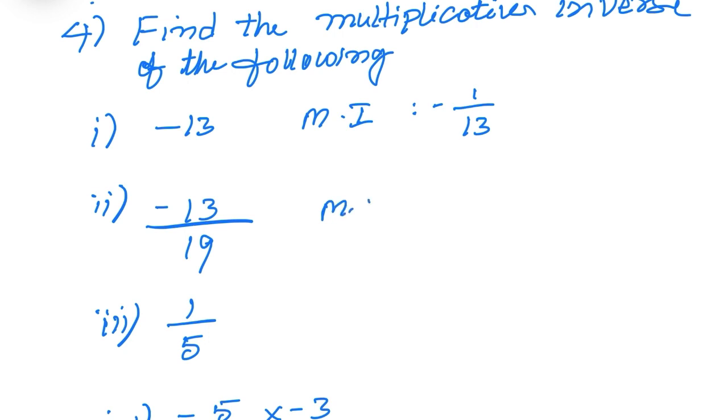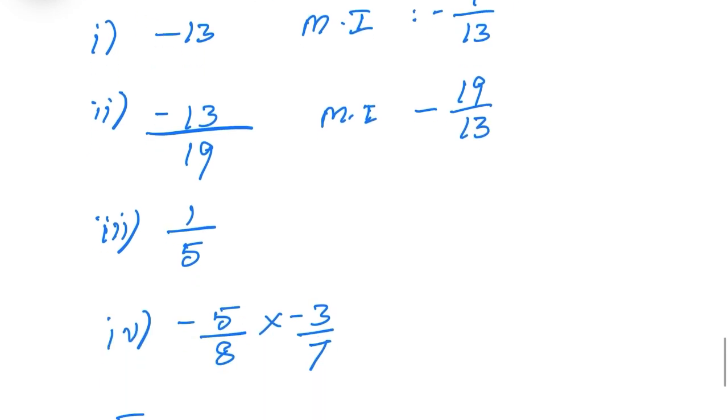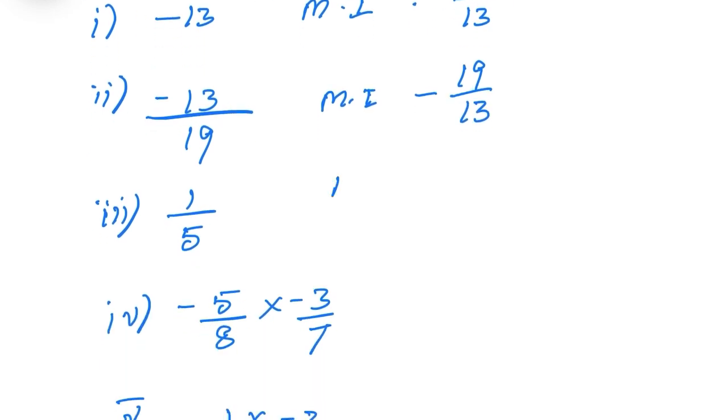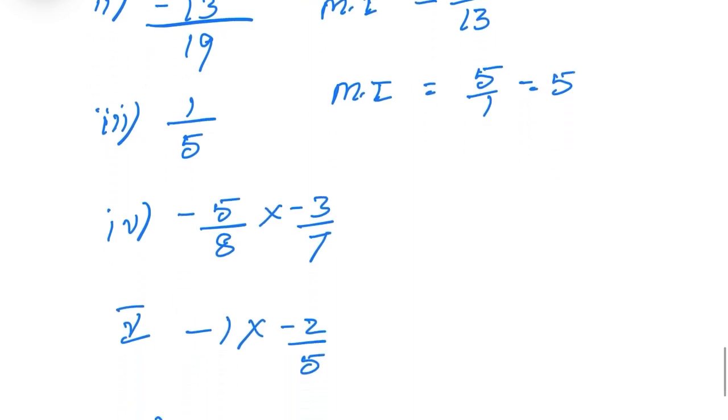So multiplicative inverse of the next one, minus 13 by 19. Yes, as I said earlier, take the reciprocal. Sign must not be changed. 13 by 19 becomes 19 by 13. Likewise, next one, 1 by 5. What is its multiplicative inverse? Is equal to 5 by 1. That is equal to 5. That's all.